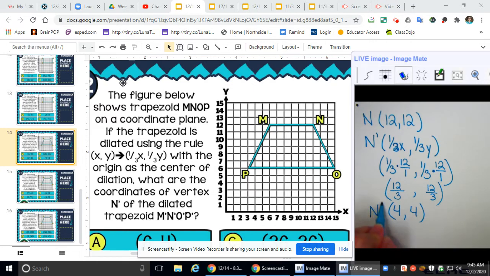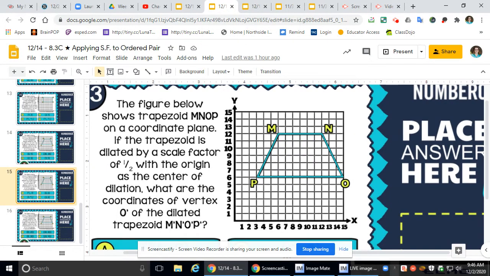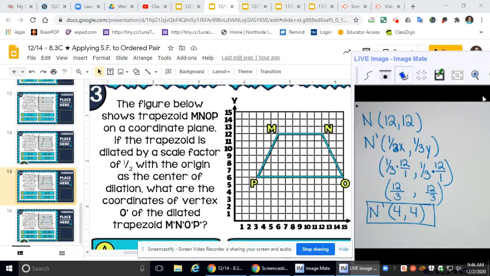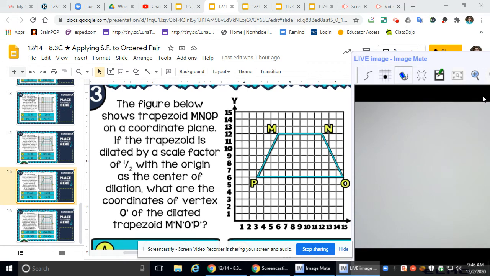So N prime is (4, 4). And that's how you do it. Now if I take a look at the answer choices, scroll down, (4, 4), answer choice D is the correct answer. All right, so let's take a look at another example. I'm going to head over to the next one, bring back up my image, and move on to the next question.